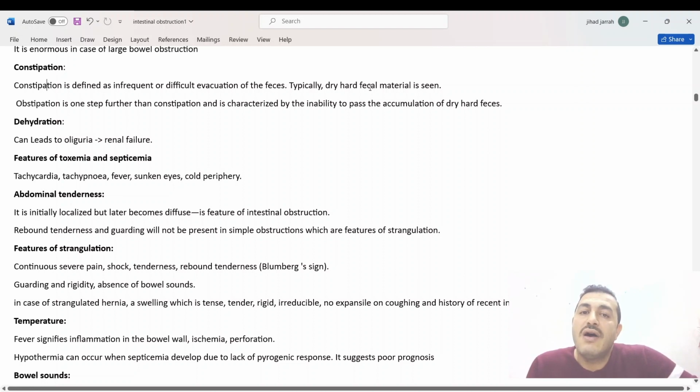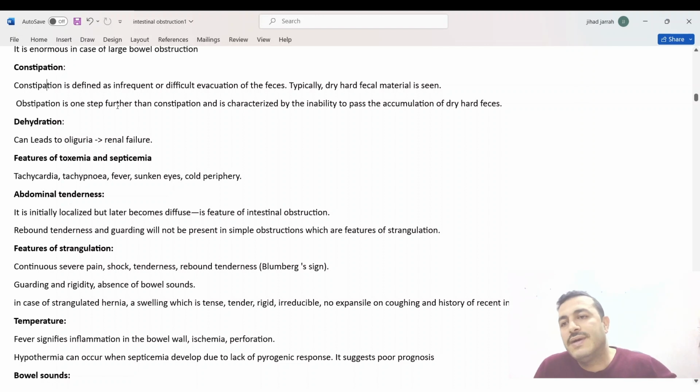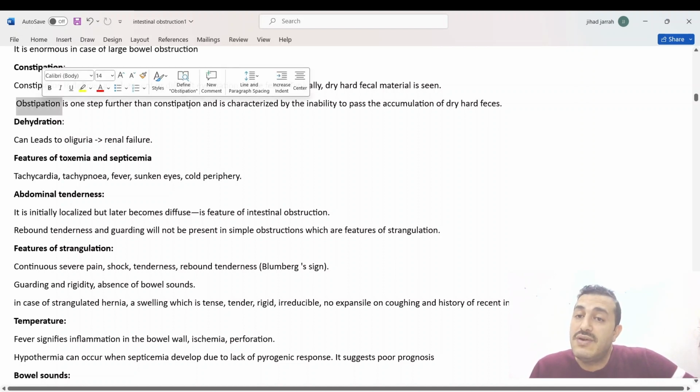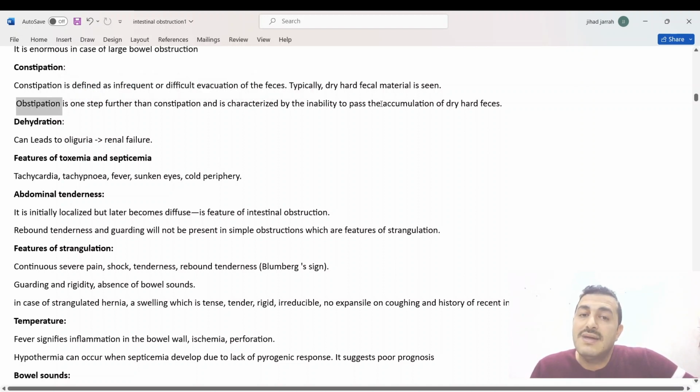Typically, dry, hard fecal material is seen, while obstipation is one step further. It's a sequel of constipation. Obstipation is harder, or should alarm us more than constipation. Obstipation is one step further than constipation. It's characterized by inability to pass the accumulated dry feces. There is dry feces that they are not able to pass.